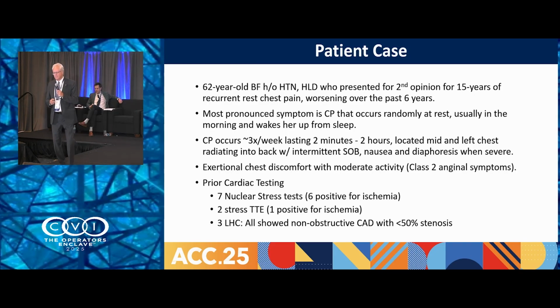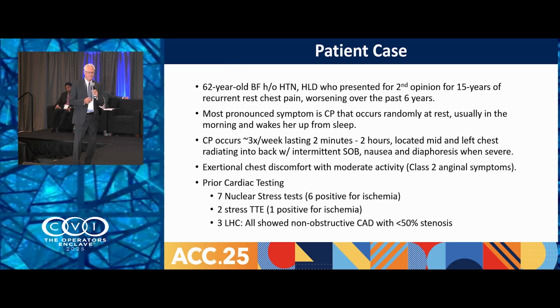So this is a 62-year-old black female with hypertension and hyperlipidemia, who came for a second opinion because she's had chest pain for 15 years. She has chest pain predominantly at rest, but it also occurs when she exercises, and she has exertional dyspnea as well. Her exertional symptoms were class 2. She's had 7 previous nuclear tests, 6 were positive, 2 previous echoes, 1 was positive, and 3 caths all showed non-obstructive disease. And so this is a very typical patient.